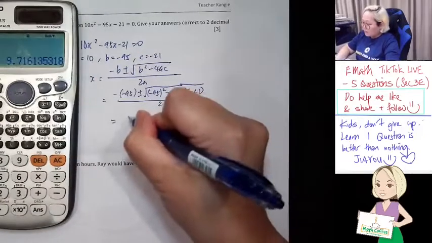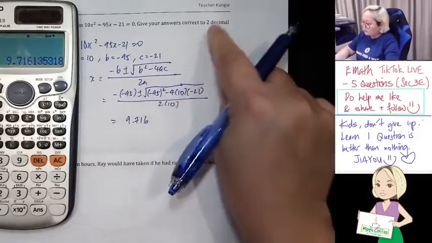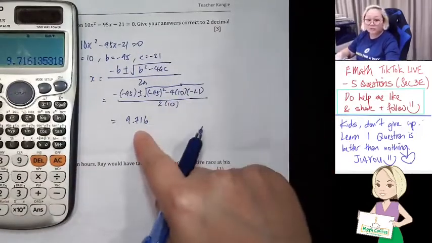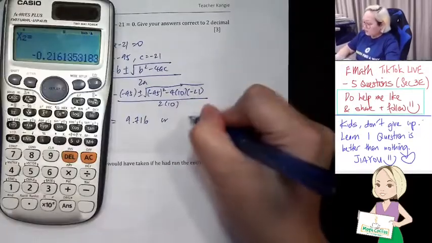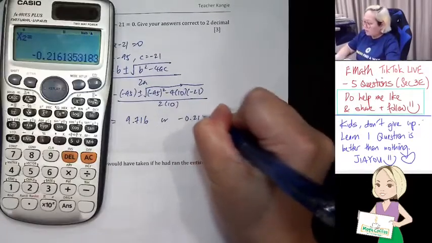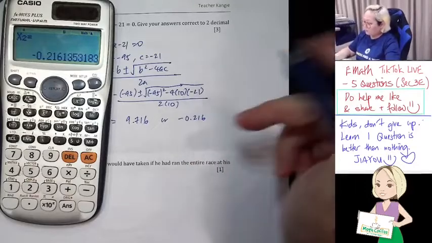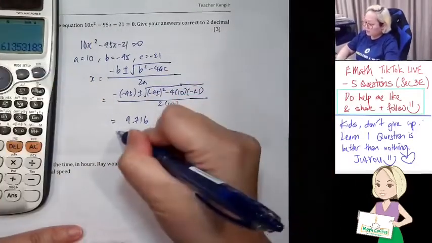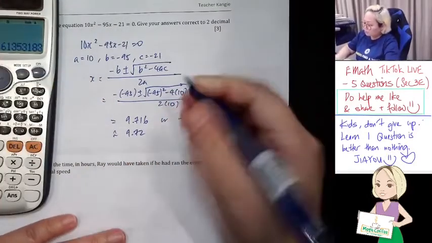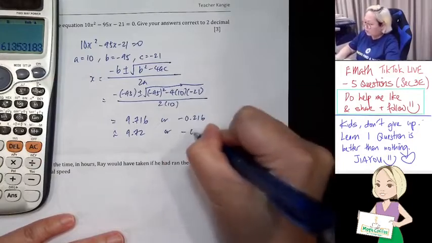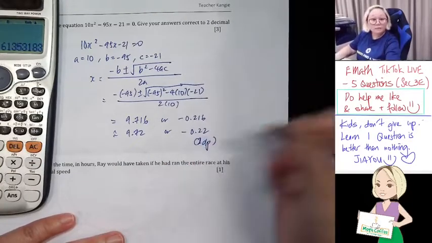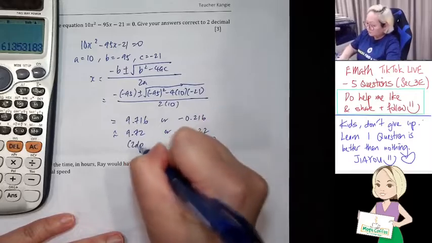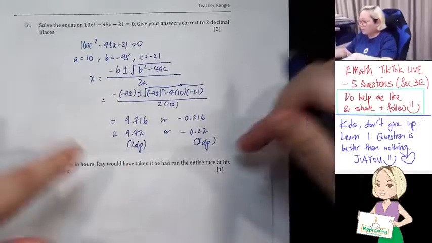So I will get 9.716 because they say 2 decimal place. So I write under 3 decimal place is enough. Or negative 0.216. Yeah. Put 2 decimal place, 9.72 or minus 0.22. So this is 2 dp and 2 dp. Please don't reject anything here.